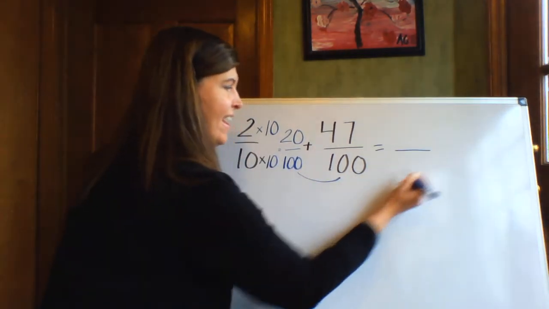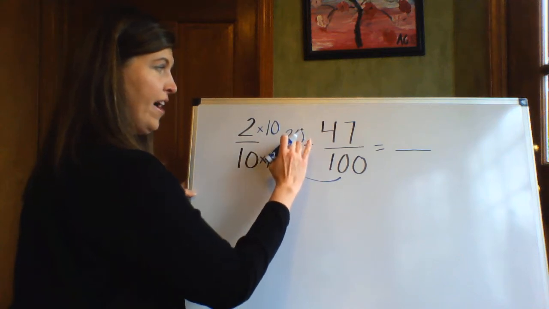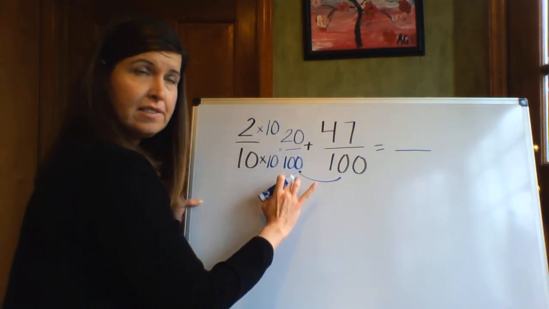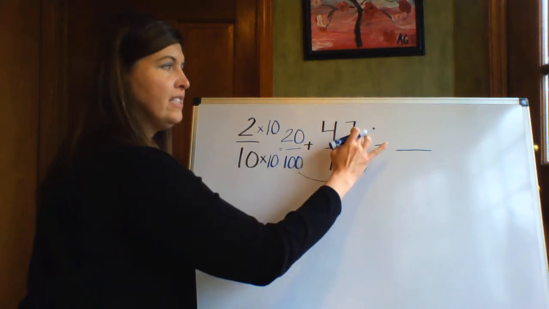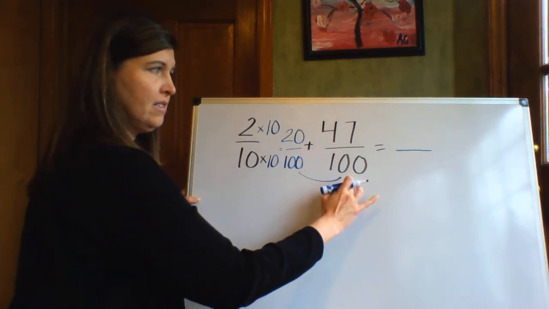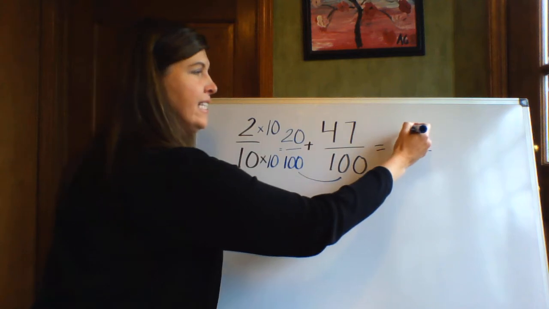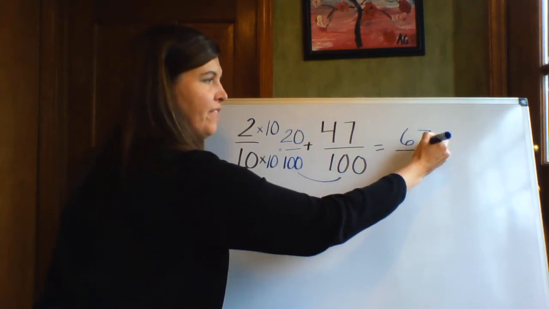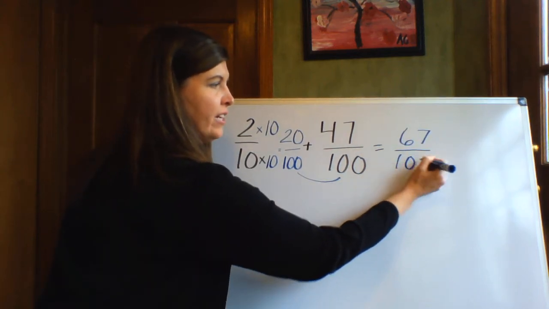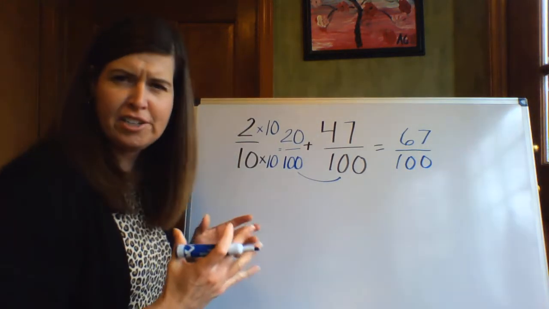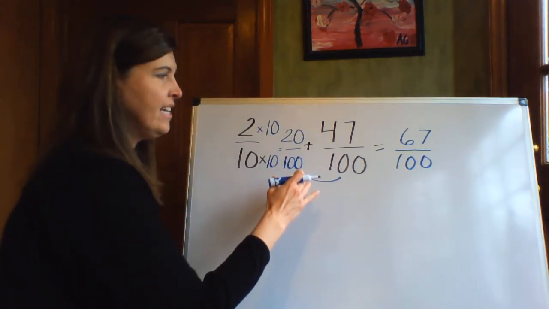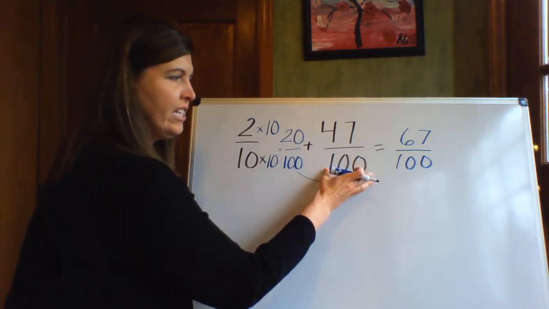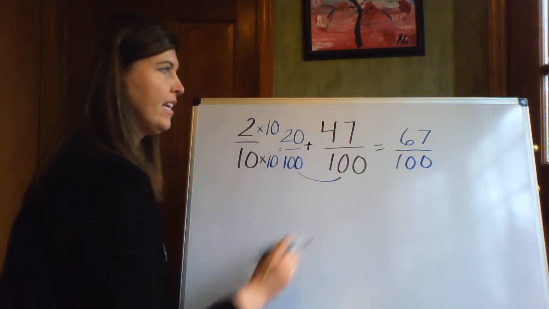So I can add and say, if I have 20 hundredths, so 20 out of 100 pieces, and I add 47 out of 100 pieces, I will have 67 out of 100. And remember how when we use those fraction pieces, our denominator doesn't change? That's because it's still divided into 100.